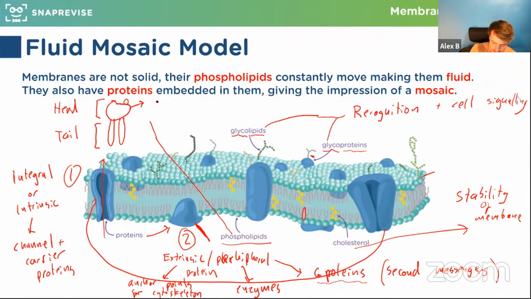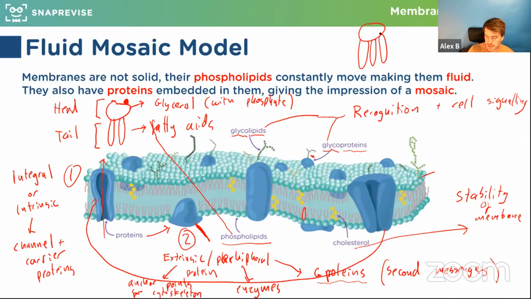The head is made up of a glycerol molecule with a phosphate group on it. So that little red dot is the phosphate group, and the bigger circle is glycerol. So glycerol with a phosphate, and the tail is made up of fatty acids. The structure is very similar to a triglyceride. Triglycerides look like this, but instead of having a third fatty acid, they lose this and have a phosphate group instead. That's the difference.